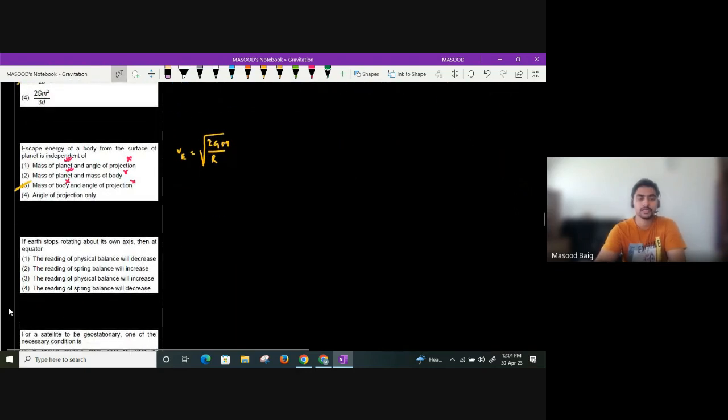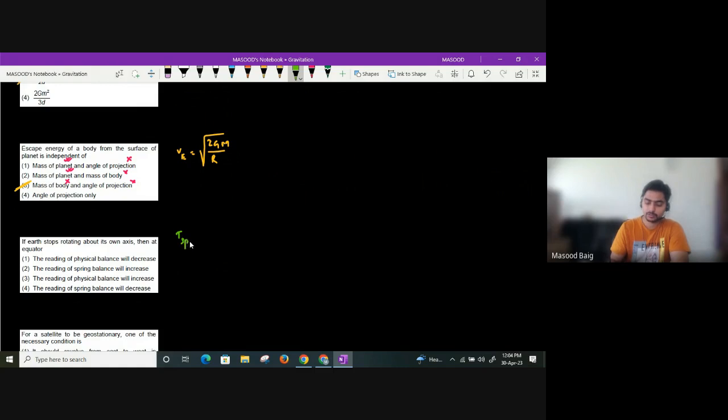If Earth stops rotating about its own axis, then at the equator, what is going to happen? They are saying spring balance will depend on, if you talk about the oscillation chapter we studied, the time period of a spring block system. It will be given as 2 pi root m divided by k, mass and spring constant. Whereas the time period of a simple pendulum, which is a physical balance, what will it be? It will be 2 pi root L divided by g.